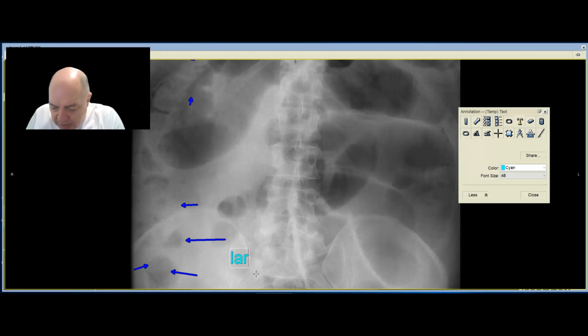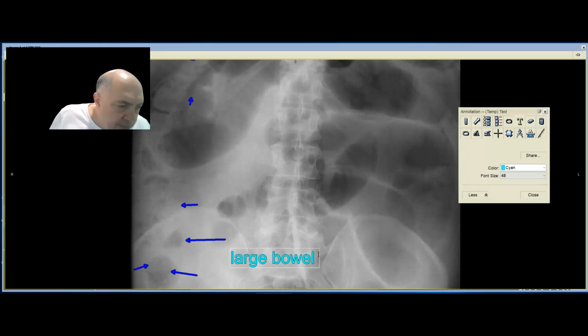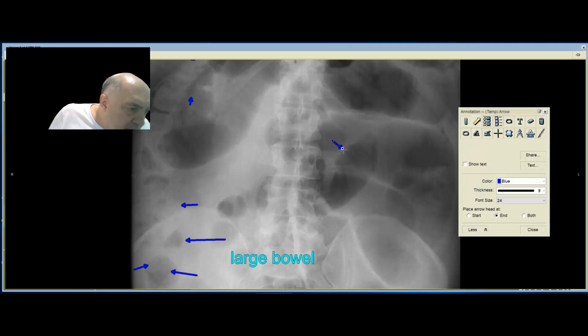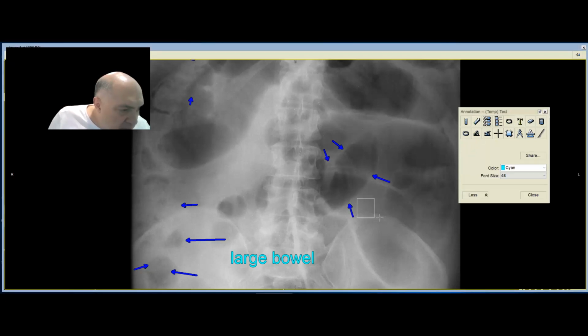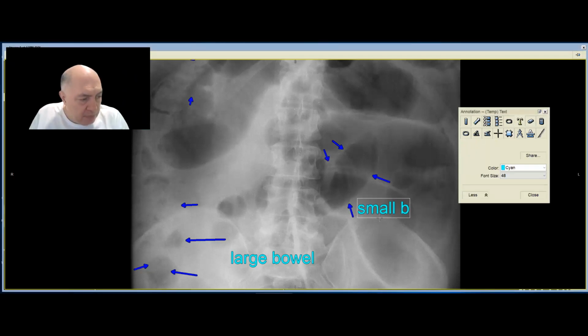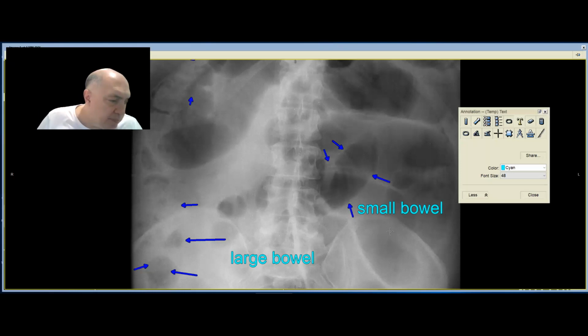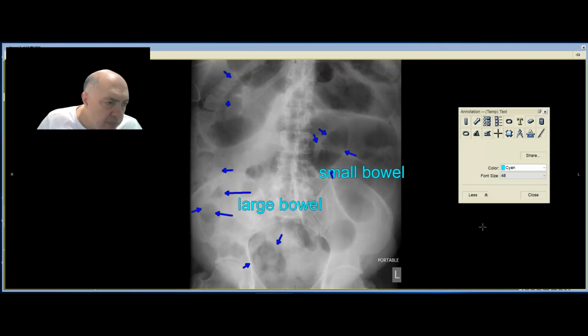So we said that is large bowel. If you look here, you can see there's bowel with valves that cut across the entire length of the small bowel. These are called valvulae conniventes, and so the distended bowel is small bowel. So we're dealing here with small bowel obstruction.